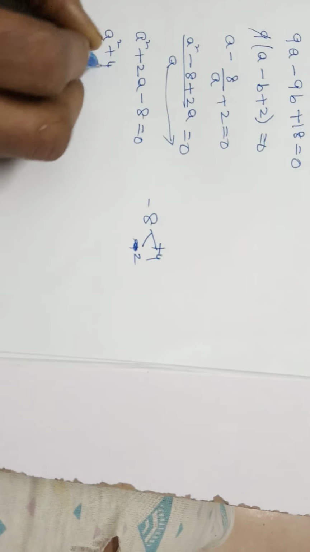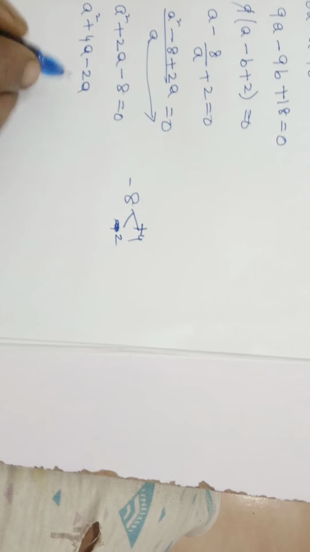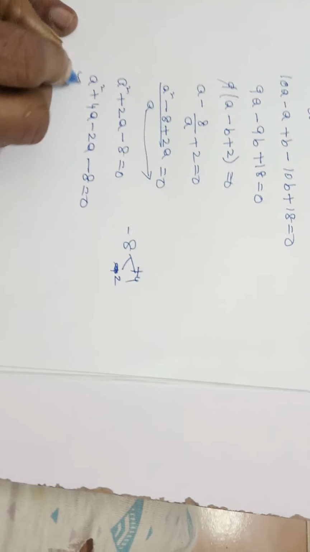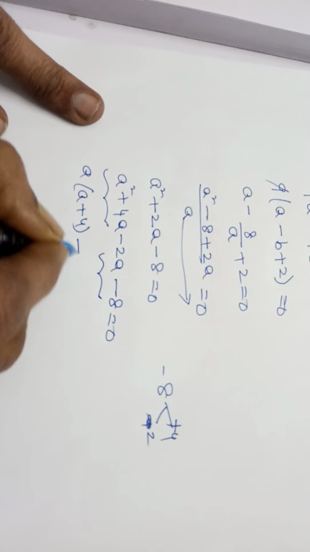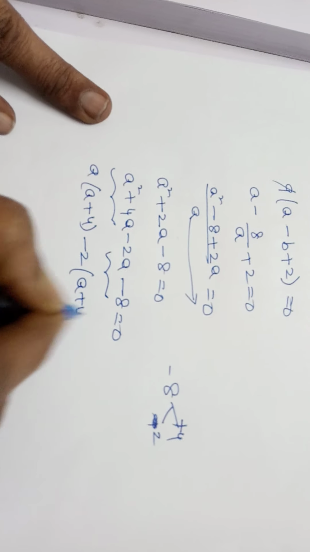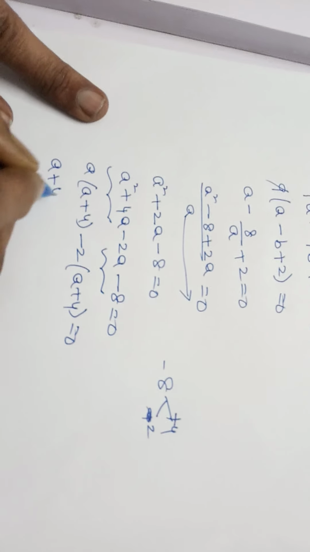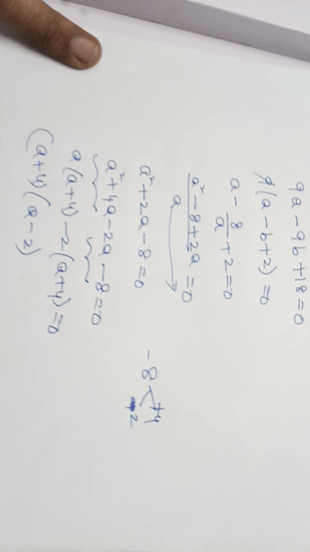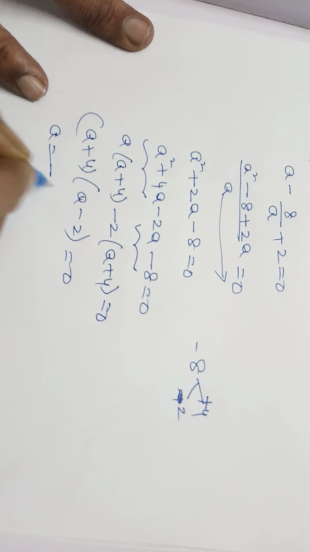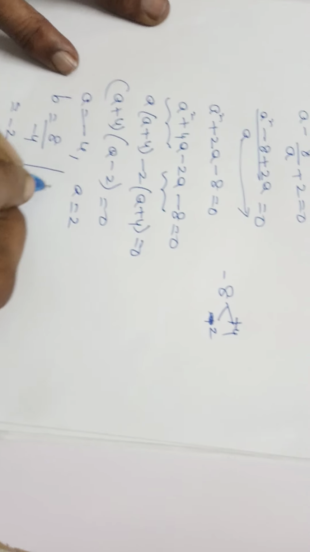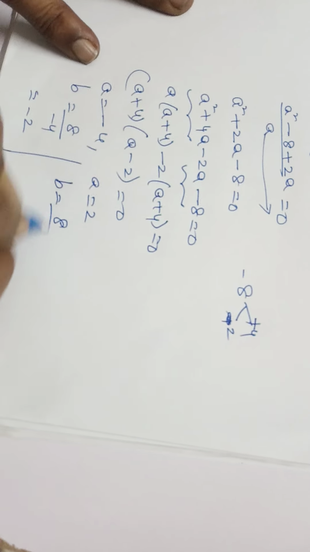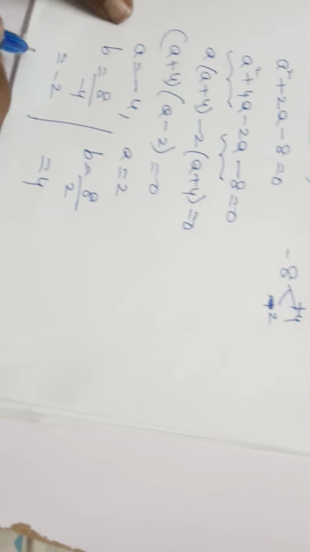A square plus 4A minus 2A minus 8 is equal to 0. What is common here? A plus 4. What is common here? Minus 2. A plus 4. So A plus 4 is common. A minus 2. So A is equal to minus 4 or A is equal to 2. Then here B will become 8 by minus 4, which will be minus 2, and here B is equal to 8 by 2, that is 4. Therefore the two digits will be 4 and 2.